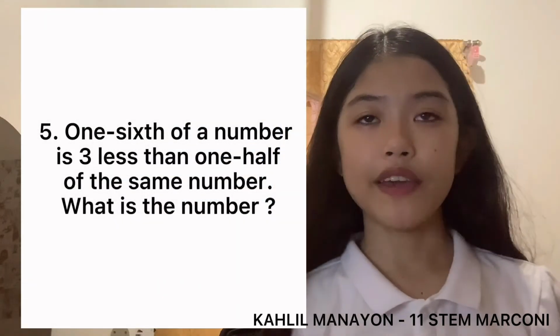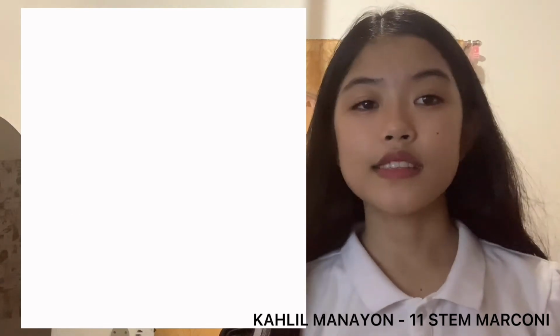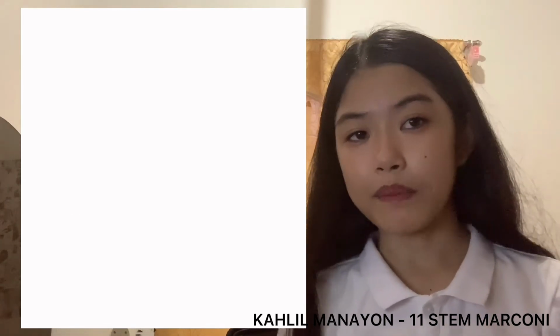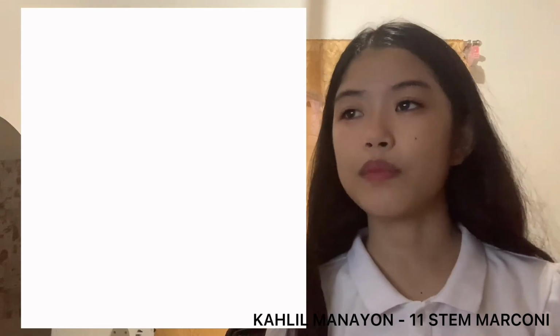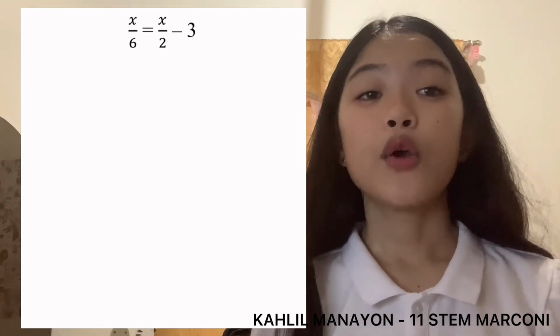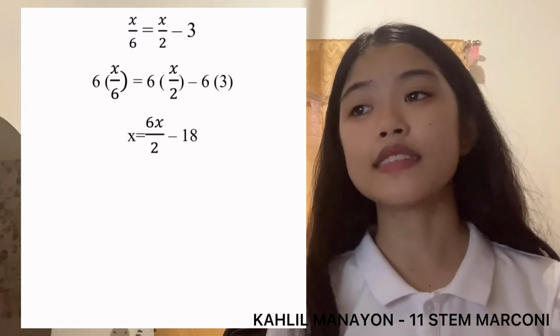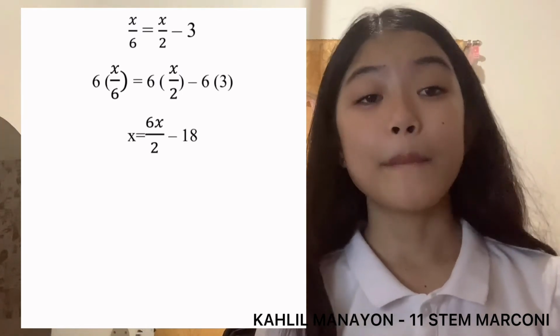Word problem number 5. 1/6 of a number is 3 less than 1/2 of the same number. What is the number? So we let x be the number, and the equation we can derive from this word problem would be x over 6 is equal to x over 2 minus 3. We get the LCD, which is 6. Multiply it to each term, we get x is equal to 6x over 2 minus 18.